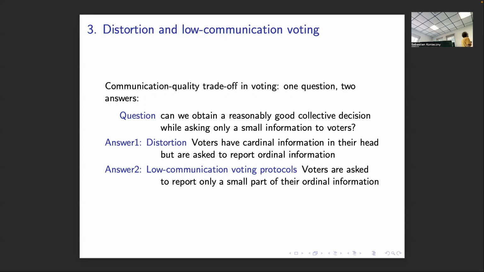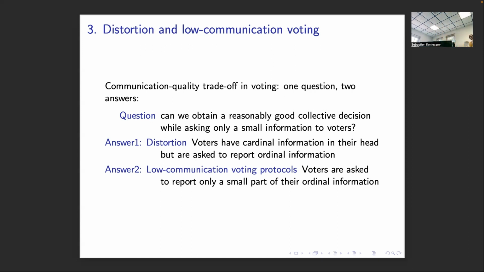Because of that, researchers have come up with this fascinating question: can we obtain a reasonably good collective decision while asking only a small amount of information from voters? I'm going to give two answers to this question. The first one is distortion, and the second one is low communication voting protocols. And these two answers will very nicely intersect.